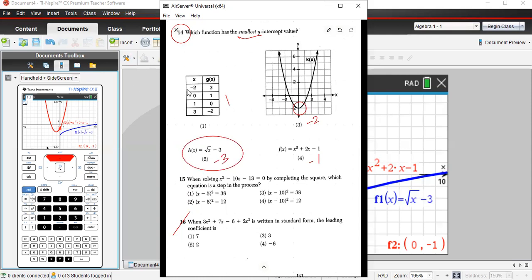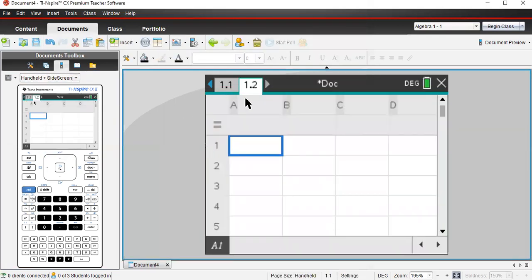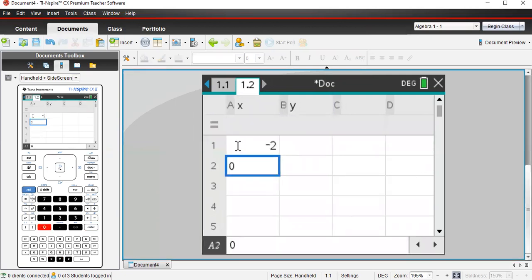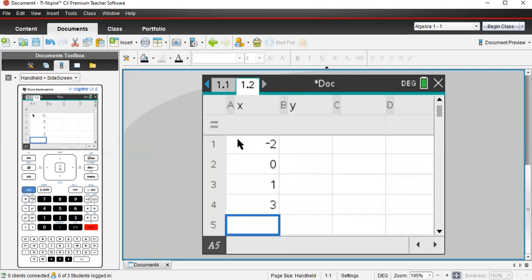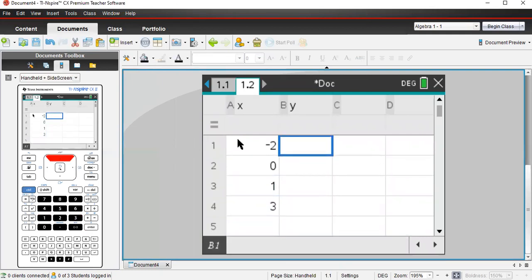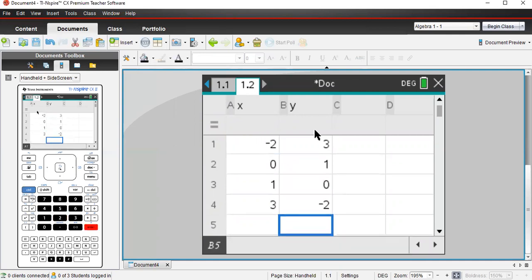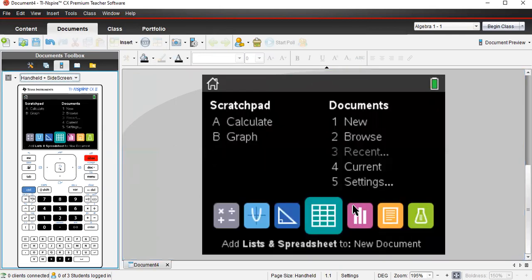But let me show you something really quick, because sometimes when you get tables, you don't know which point is which. So all you should do is what you already know how to do. If we go to the table, let's make this x and this y. We put in the x values: -2, 0, 1, and 3. Then we go over to the y values: 3, 1, 0, and then -2.